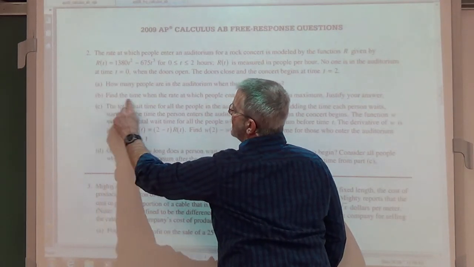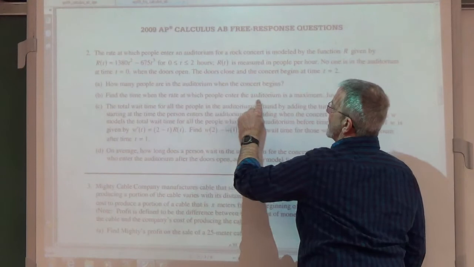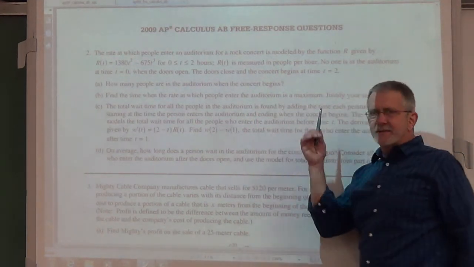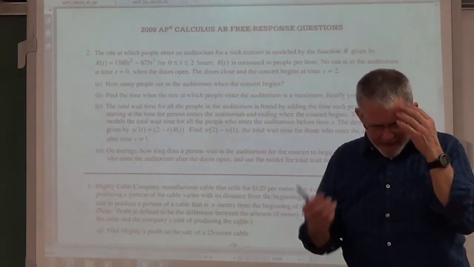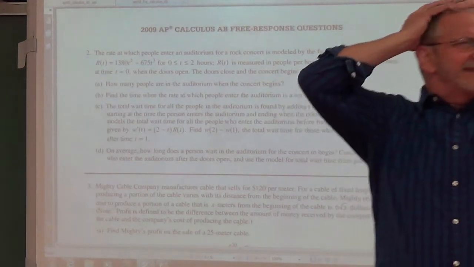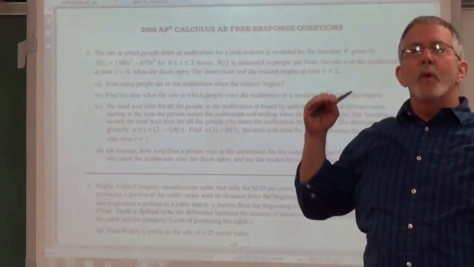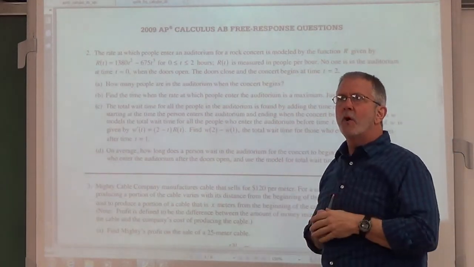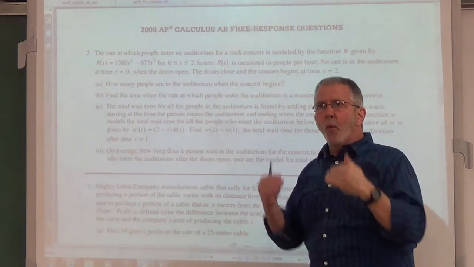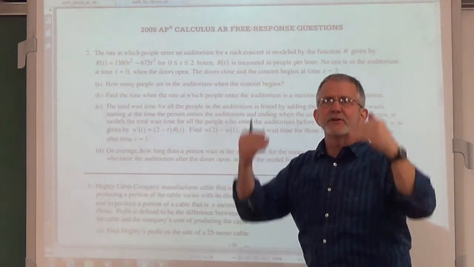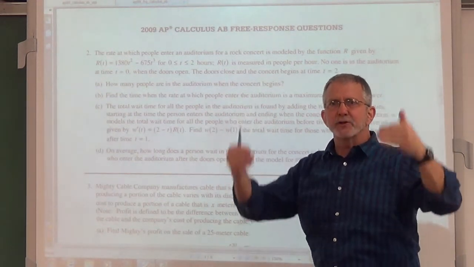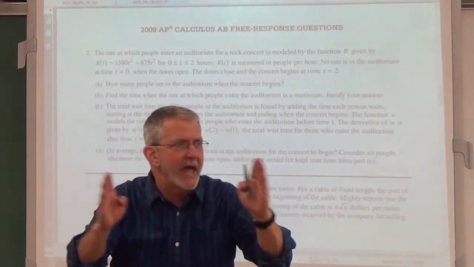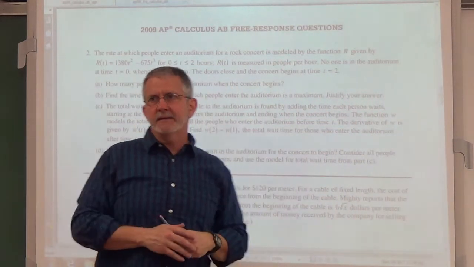It says, find the time when the rate at which people enter the auditorium is a maximum. Justify your answer. Oh, wait a minute. They didn't say local or absolute. They just said max. Whenever you see just maximum or just minimum, what is implied is the absolute maximum or the absolute minimum. If they want the local min or local max, they will say local min or local max.